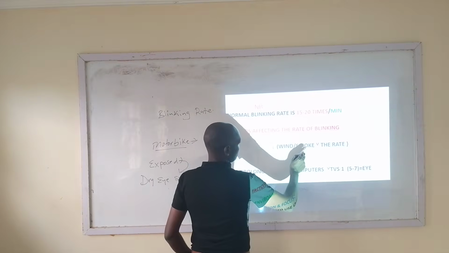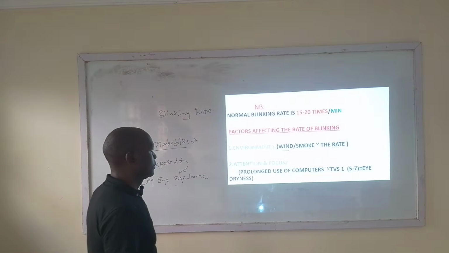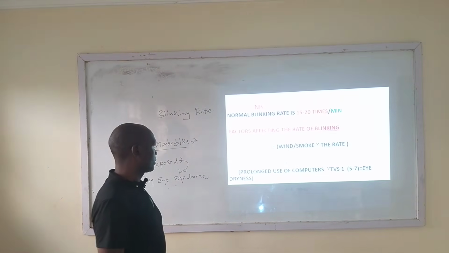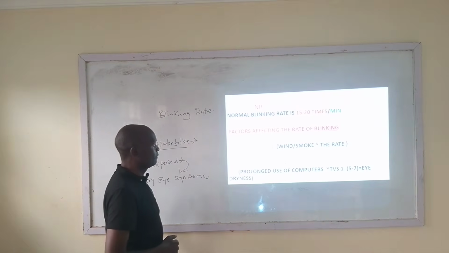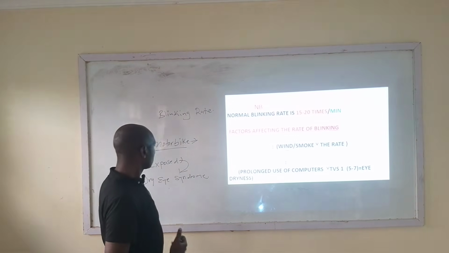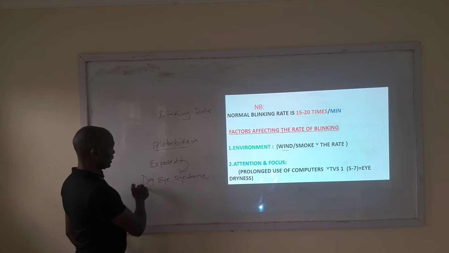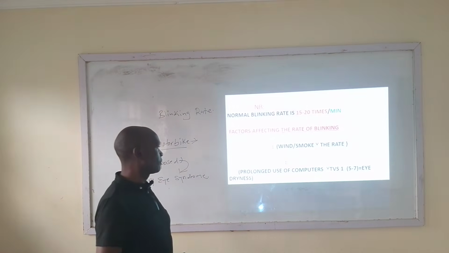Another factor is smoke. Smoke also reduces the rate of blinking and it can affect the eye and you can get dry eye syndrome.